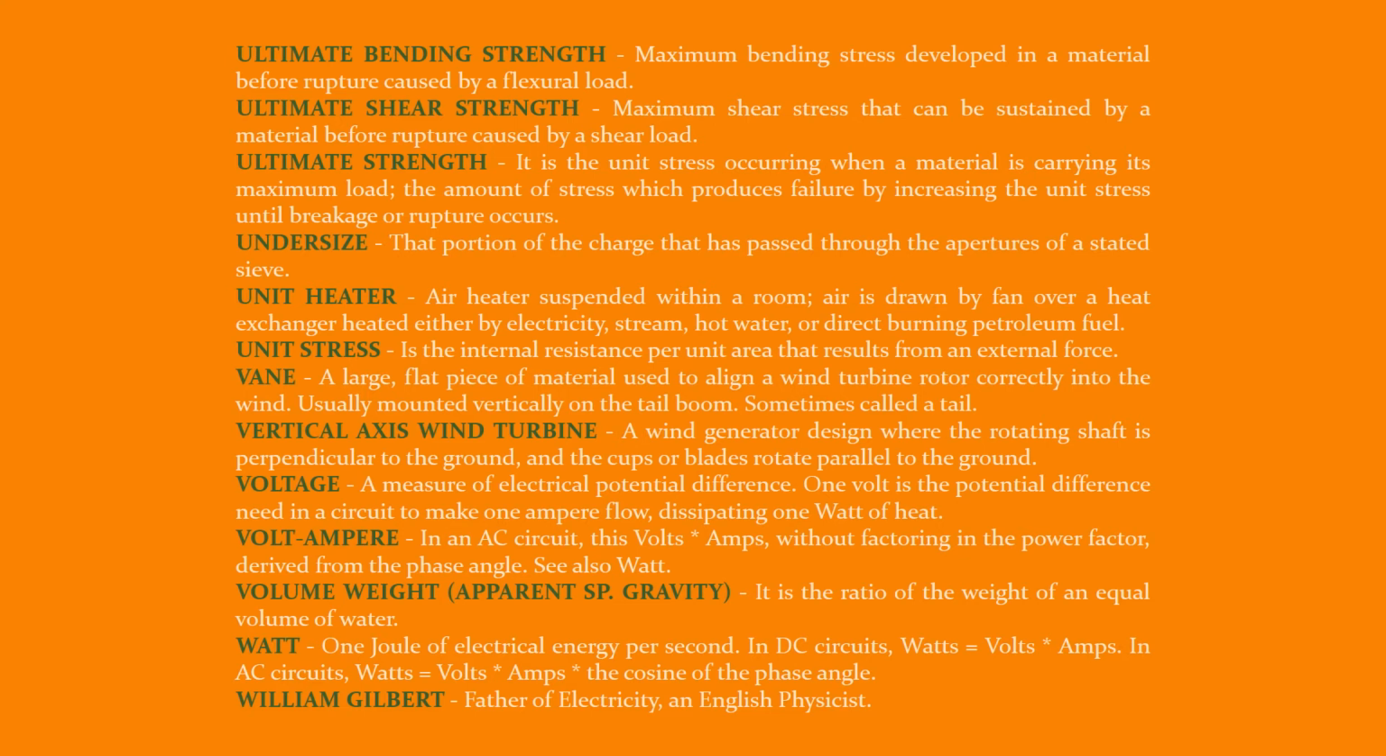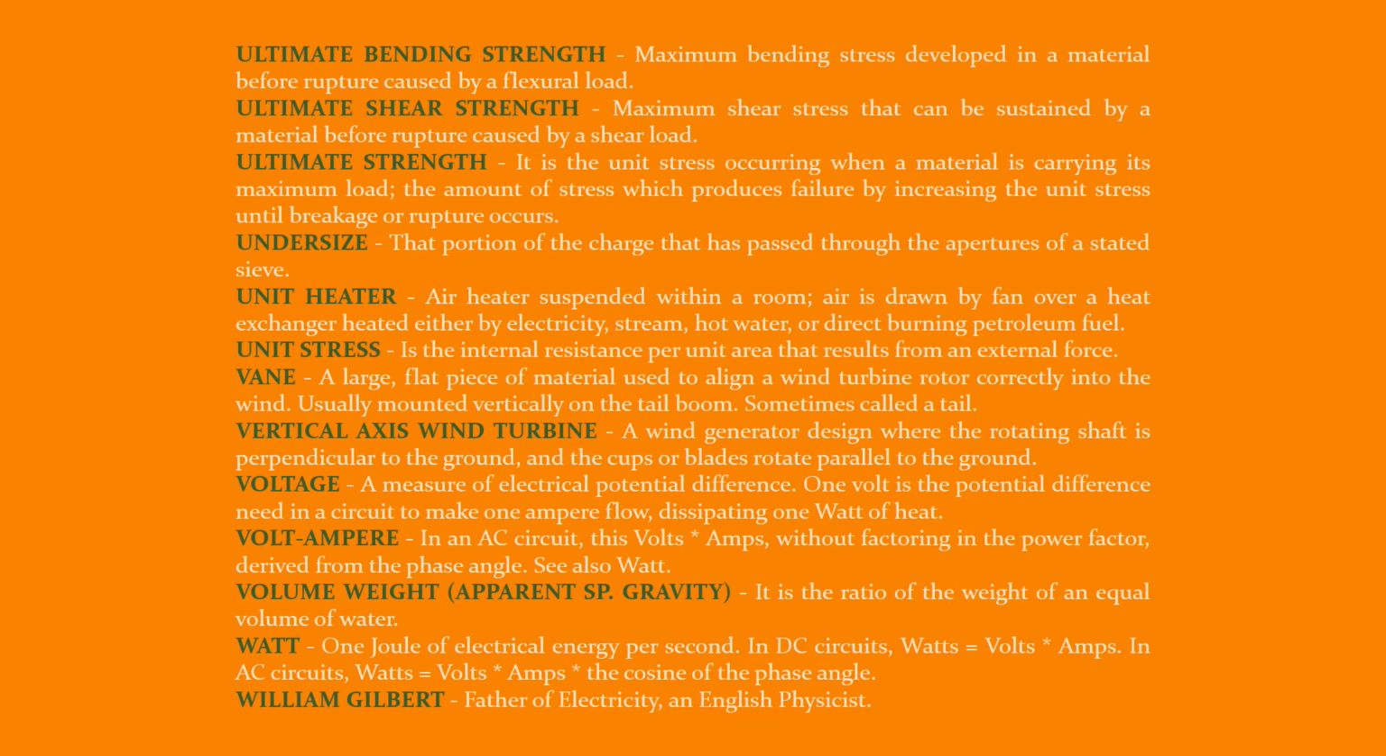Voltage: a measure of electrical potential difference. One volt is the potential difference needed in a circuit to make one ampere flow, dissipating one watt of heat. Volt-ampere: in an AC circuit, this is volts times amperes without factoring in the power factor derived from the phase angle. Volume weight: apparent specific gravity. It is the ratio of the weight to the weight of an equal volume of water.